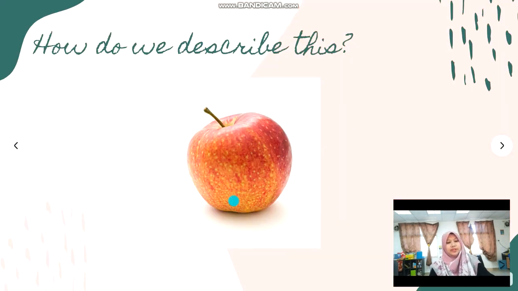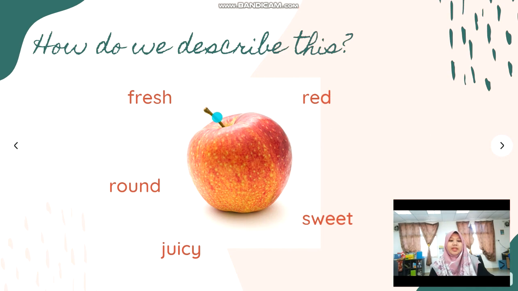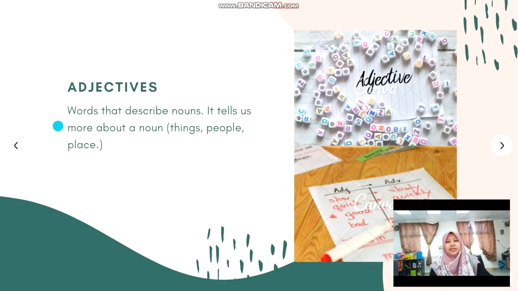How do we describe this apple? Okay, we described it as fresh, round, juicy, sweet, and red. Okay, these words are adjectives. You describe nouns. Adjectives are words that describe nouns. It tells us more about a noun.